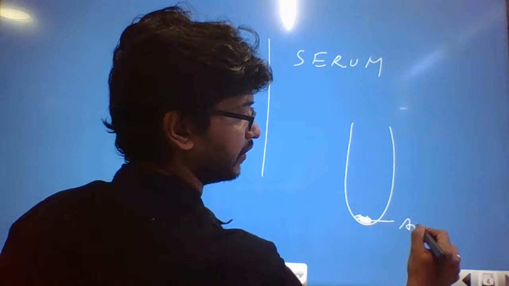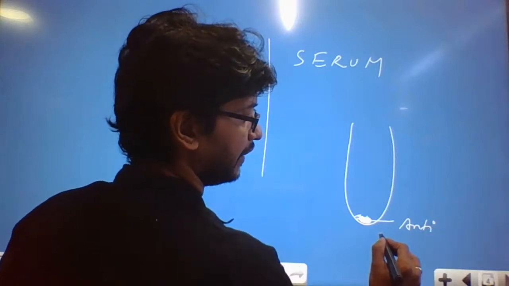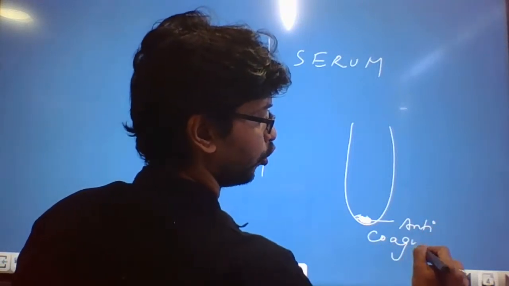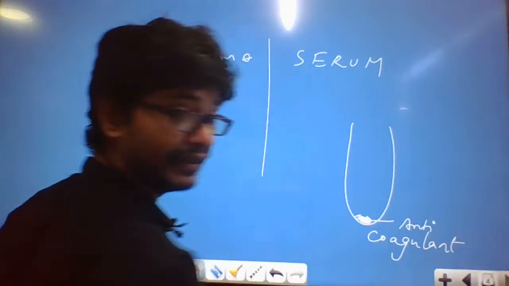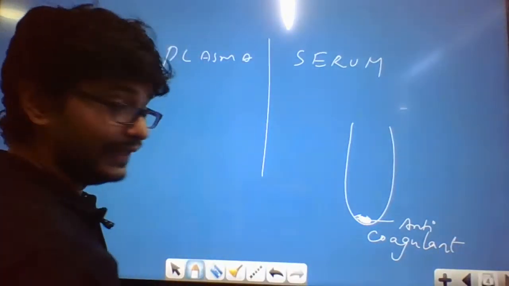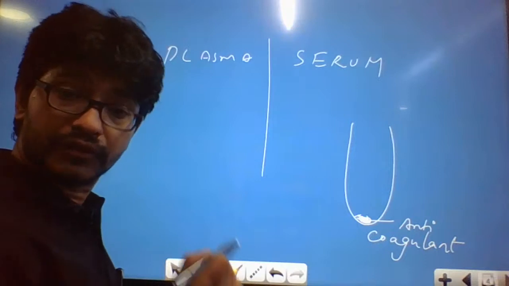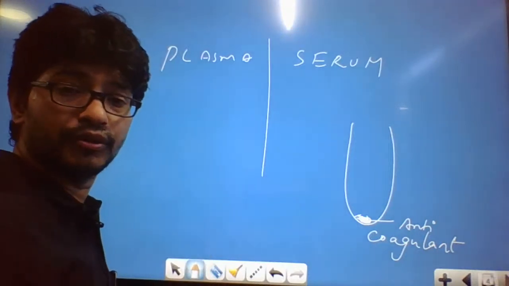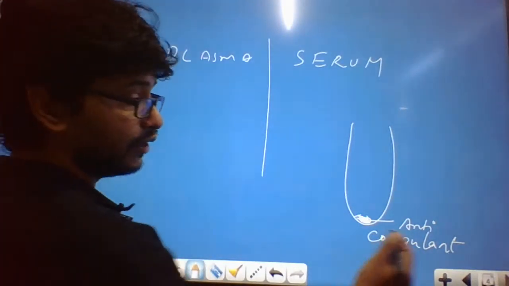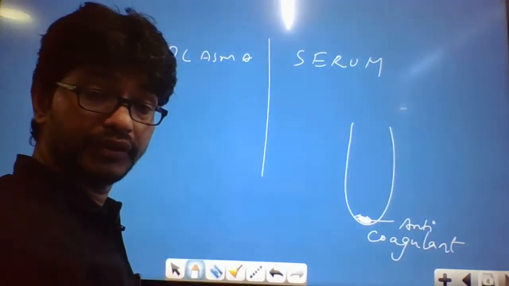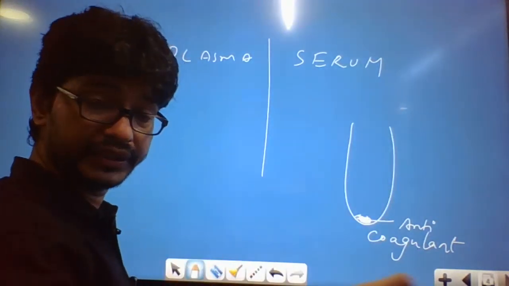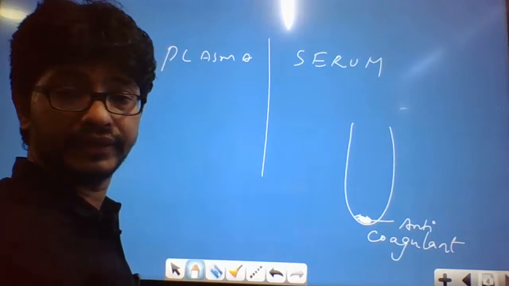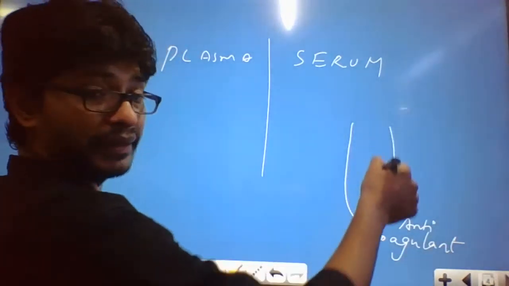So before adding the blood, I'm adding anticoagulant. What is an anticoagulant? An anticoagulant prevents the blood from clotting. Clotting is the natural process which is going to happen, right? So before adding the blood, for example, in serology, you would have seen the doctors or technicians collect the blood in the hospitals, right?